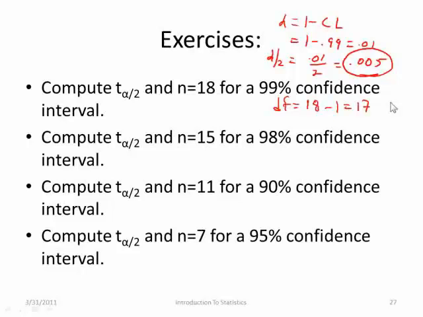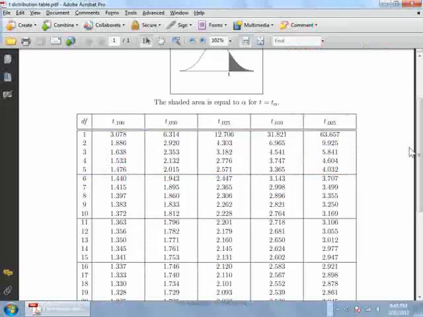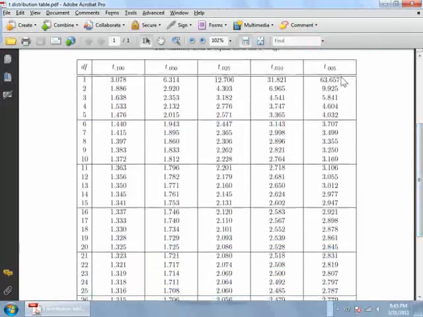So now that we have this information, all I have to do is come over here to the tail area, t sub 0.005, and then come down to 17 degrees of freedom. Well, here is 17 degrees of freedom, and then right here we have our t-score of 2.898. Okay?